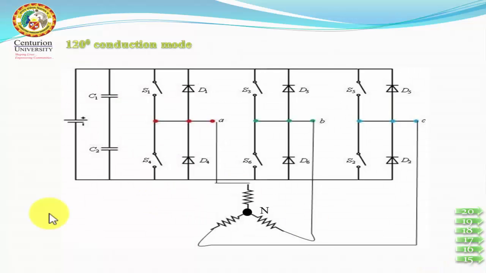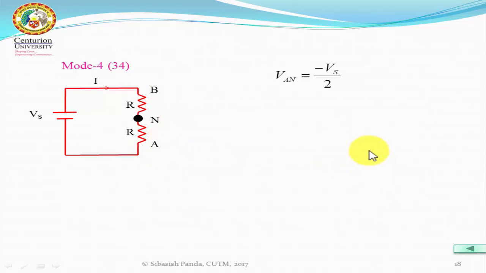So mode 4, 3, 4. When 3, 4 is conducting, S3 is here, so B is connected to the positive, and S4 is here, so A is connected to the negative. So A and B will be there, and CN will be going to 0. So this is plus, this is minus. We are going from negative to positive, so we will get BN positive, whereas AN is positive to negative. AN will be minus Vs by 2, BN plus Vs by 2, and CN is 0.